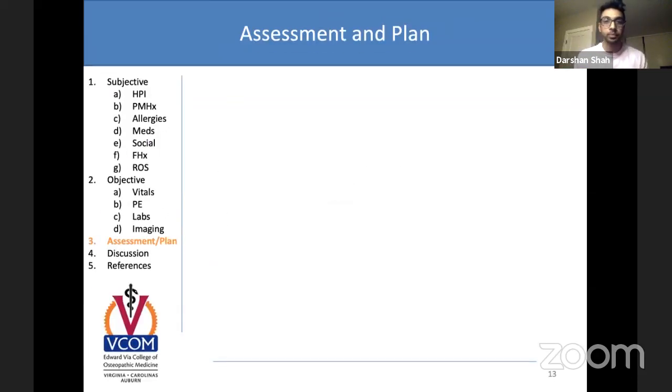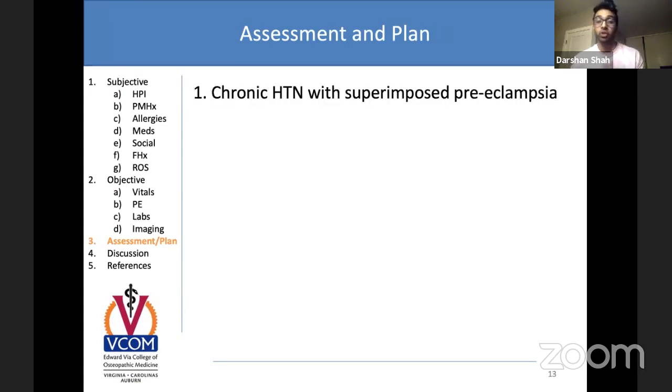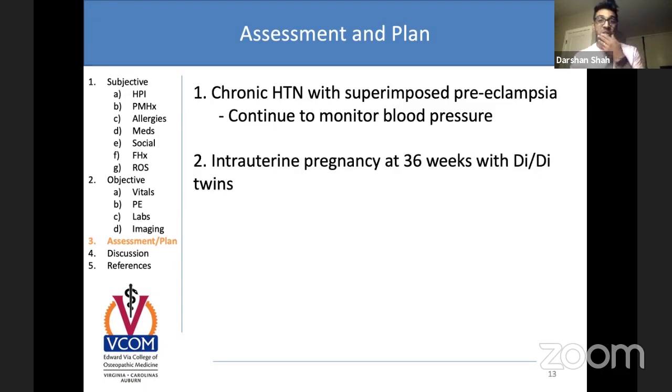Assessment and plan. We're going to diagnose her with chronic hypertension with superimposed preeclampsia. So what are we going to do? We're going to continue to monitor her blood pressure and make sure it doesn't get too high. She also has an intrauterine pregnancy at 36 weeks with dichorionic, diamniotic twins. That's the other thing we're worried about. We're going to schedule a C-section at 37 weeks, because 37 weeks is term, like we said in the first 2 slides. So we wait another week and hopefully your blood pressure doesn't go too high. We'll monitor that, and then we're going to do a C-section because you're showing some features of preeclampsia.